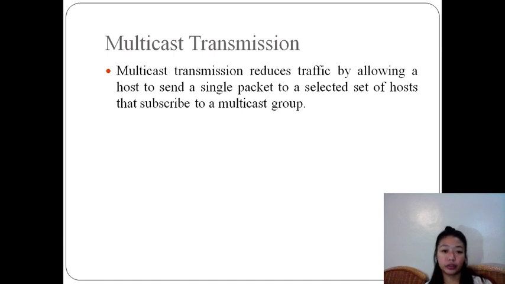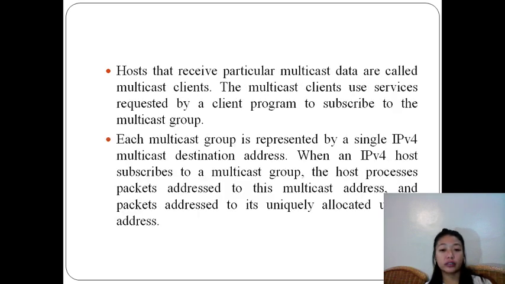Multicast transmission. It reduces traffic by allowing a host to send a single packet to a selected set of hosts that subscribe to a multicast group. Hosts that receive particular multicast data are called multicast clients, and the multicast clients use services requested by a client program to subscribe to the multicast group.